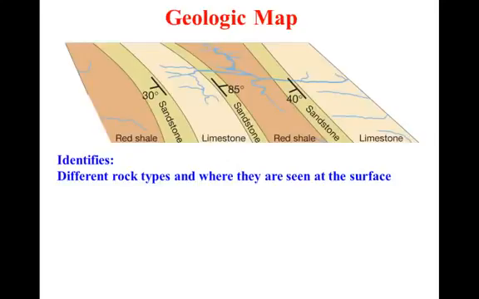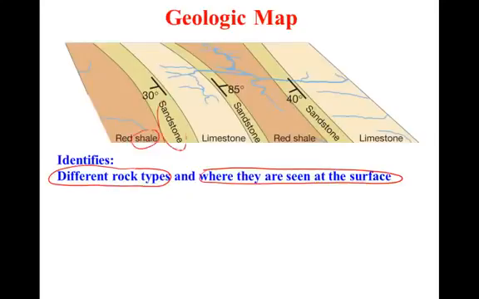The map shows a number of different things. The first line of information that our map provides is what the different types of rocks are in the area and where those different types of rocks are seen at the surface. For example, in this map area we have three types of rock shown: a shale, a sandstone, and a limestone. The map shows us where each of these layers is exposed to the surface and where the contacts are, boundaries between different rock types at the surface.